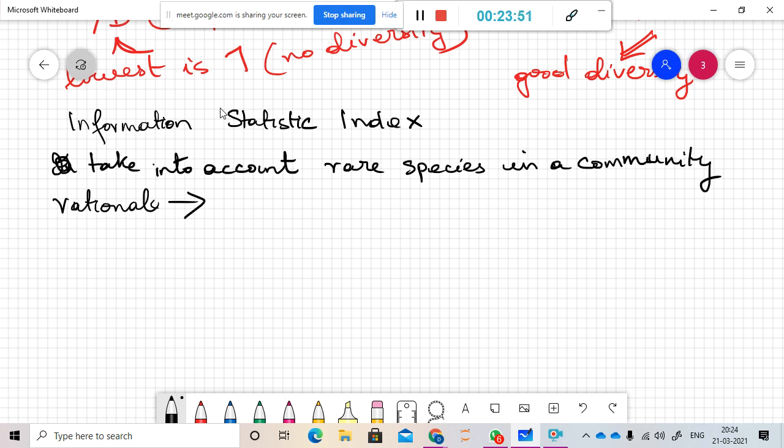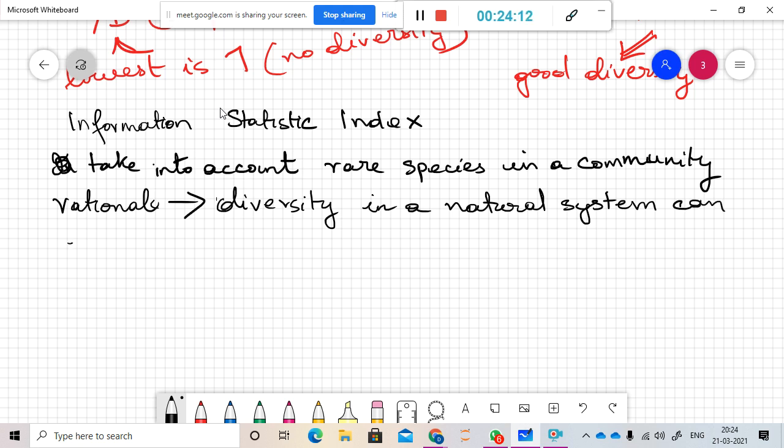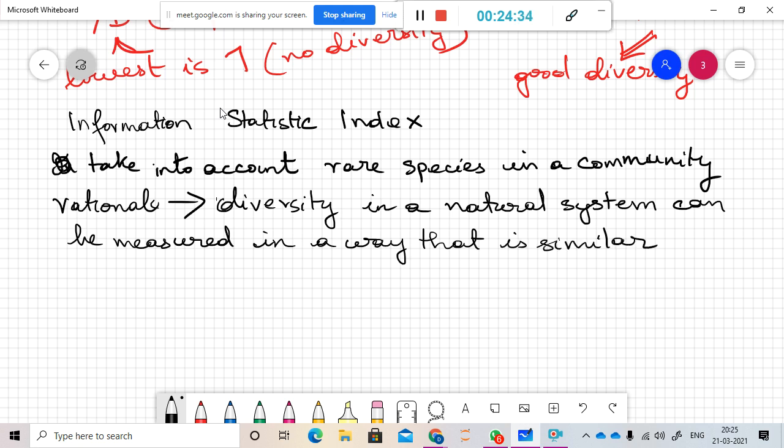that diversity in a natural system can be measured in a way that is similar to the way information contained in a code or message is measured.